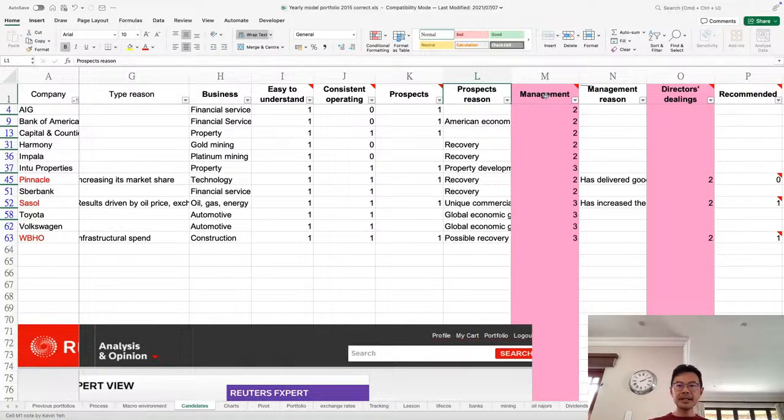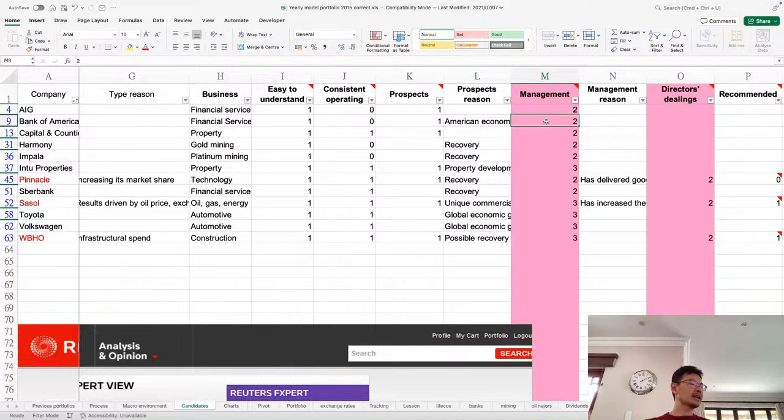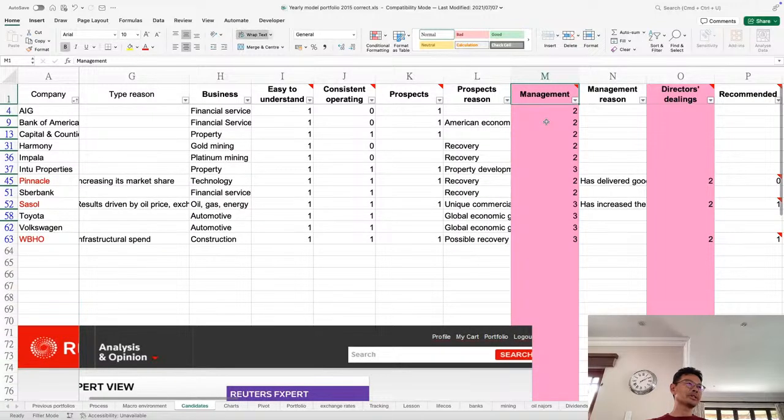So I put here 3 is an excellent management team with depth and track record. 2 is an excellent management team, but not necessarily with depth, or an average management team. And 1 is an unknown or poor management team, self-interest, not transparent. Okay. Again, for outside shareholders, it's always going to be difficult to understand fully. And then the management reason that I say is 2 or 3, and then directors' dealings.